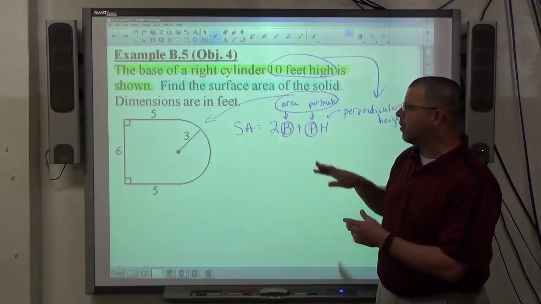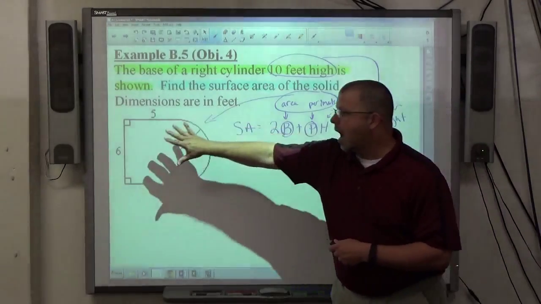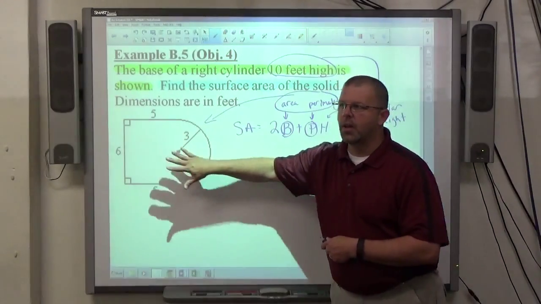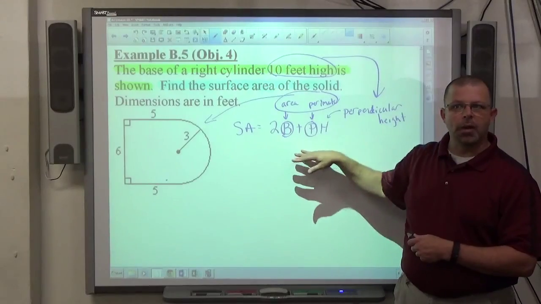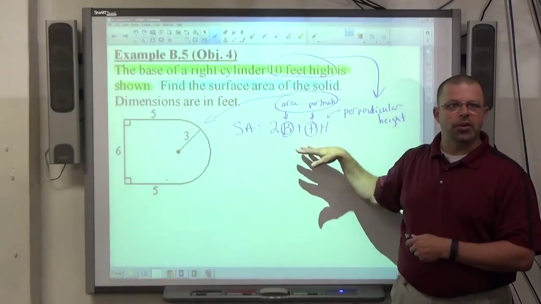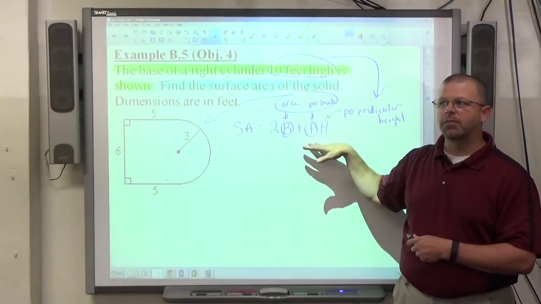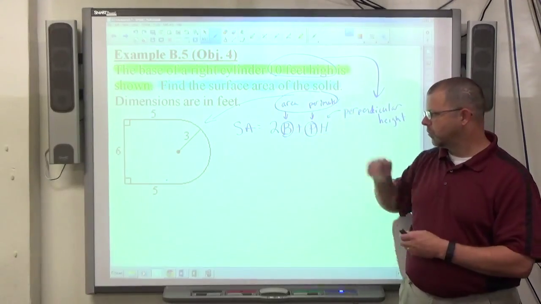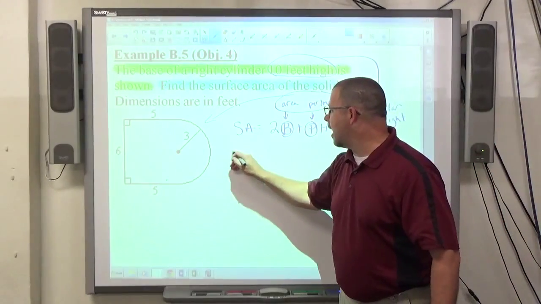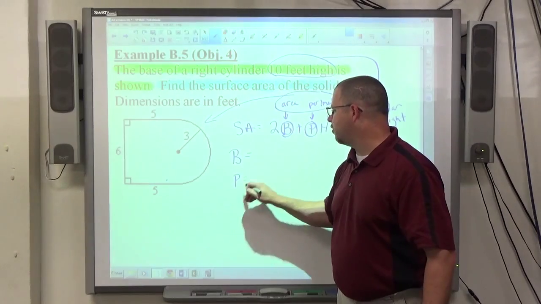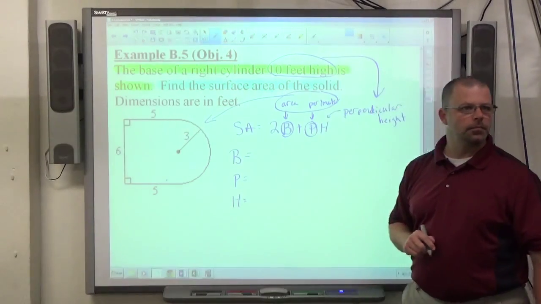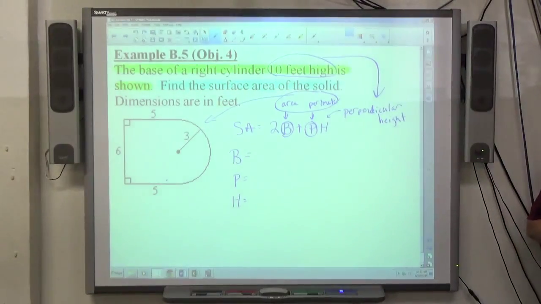So here's what my paper looks like for a surface area problem. I usually draw the base. If I have to look up the formula, I'm going to write the formula down on my paper. If I don't have to look it up, this is something I would leave off. If I know that off the top of my head without looking it up, don't worry about writing that down. I do write down B equals, P equals, H equals. Then I start identifying this stuff.